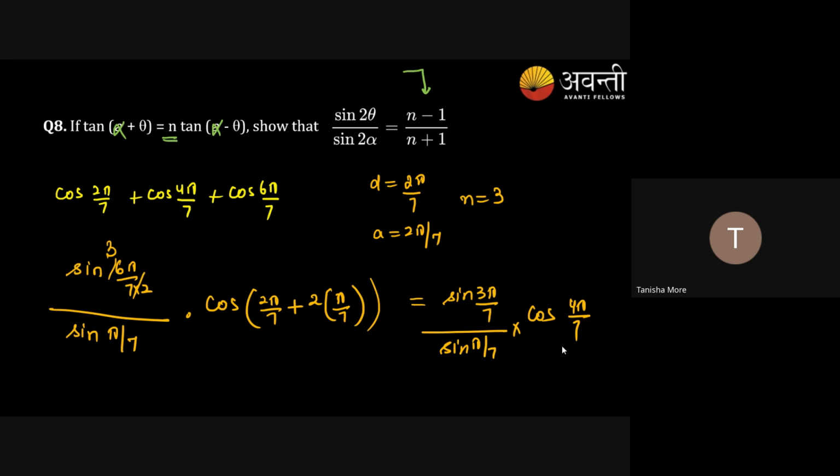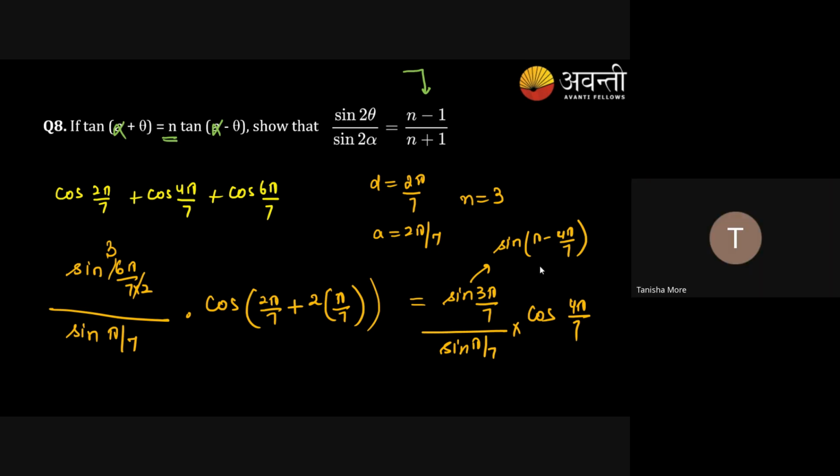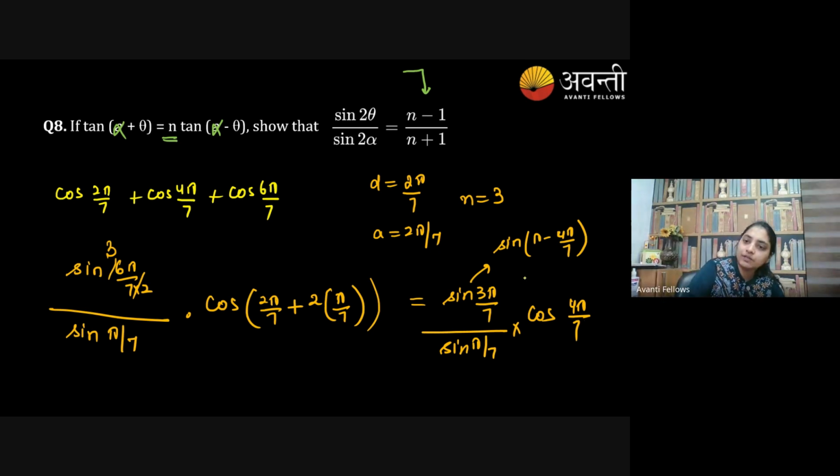Yes, ma'am. So if I convert this angle, I can rewrite it as 7 pi minus 4 pi by 7. No change in the ratio. So it will become sine 4 pi by 7, multiply and divide by 2. So it will become sine 8 pi by 7 divided by 2 sine pi by 7. Agree?